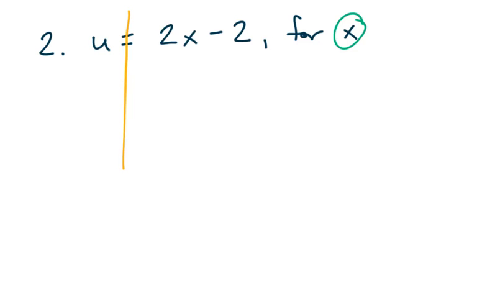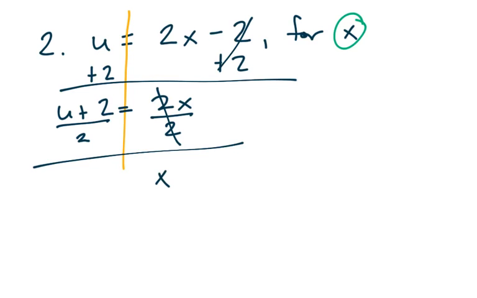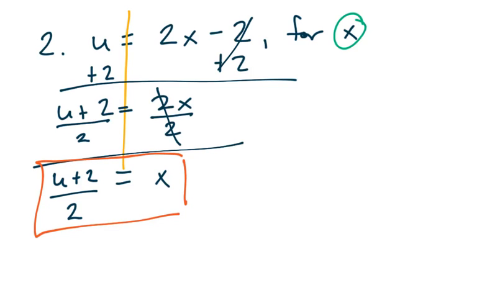So first, I'm going to add 2 to both sides. And I'm going to get u plus 2 equals 2x. So that moved over. And now I want to get x alone, so I'm going to divide by 2, and I'm going to get x equals, and I can't simplify it, I'm just going to put u plus 2 divided by 2, and that is our answer. That is it.